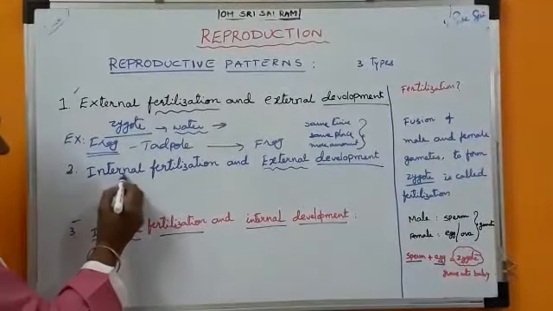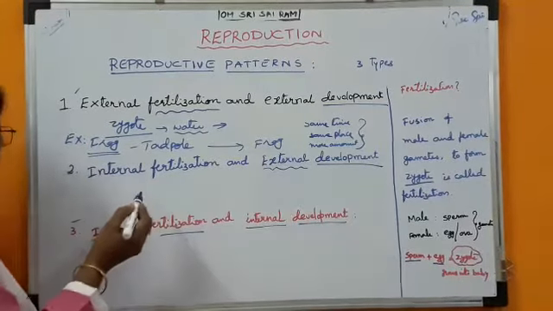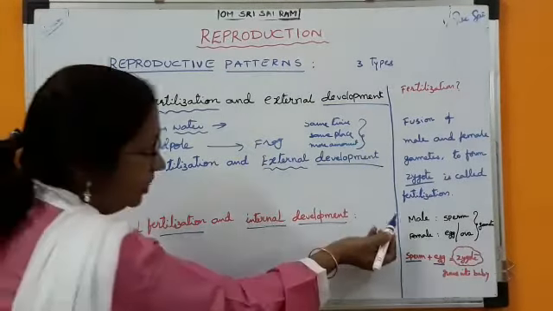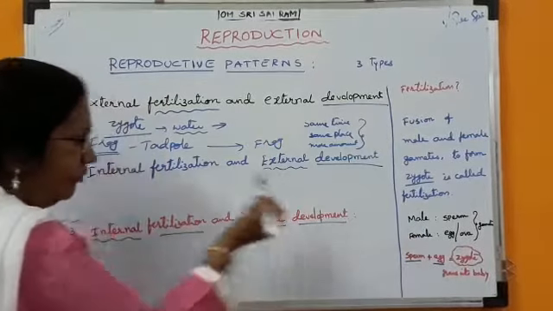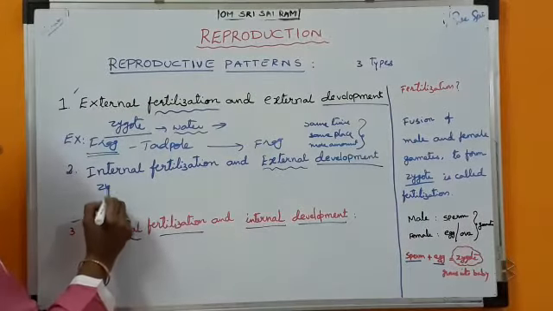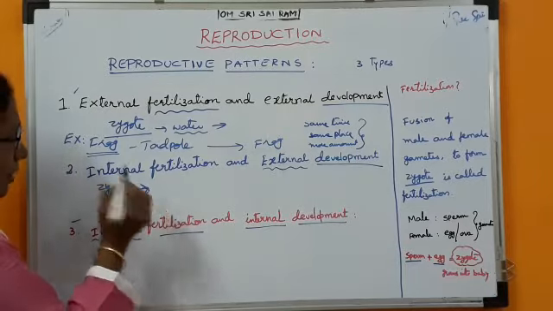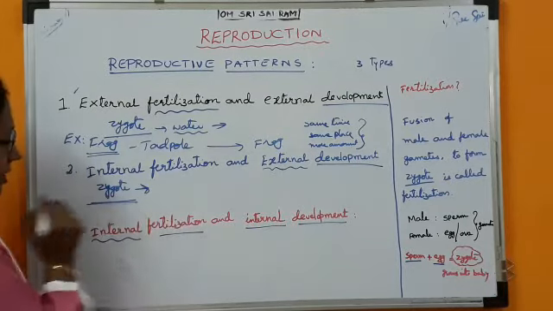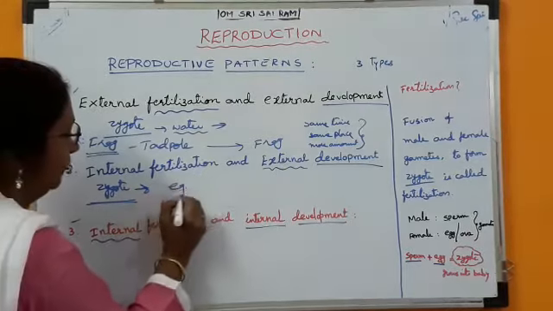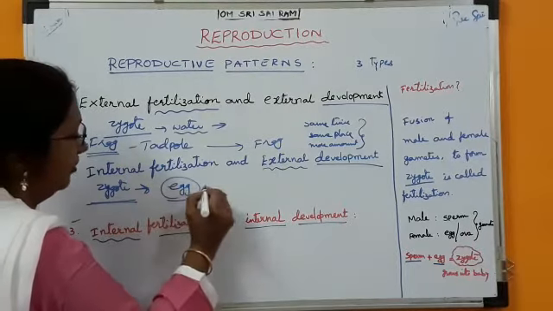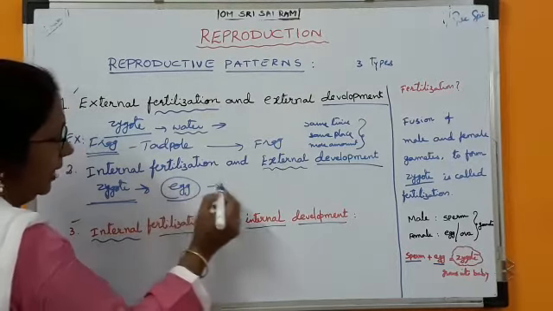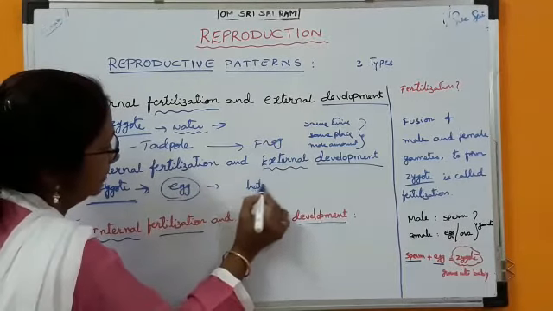Then we come to internal fertilization and external development. Here, fertilization takes place inside the body of the female. The sperm goes inside the female body, fuses and forms a zygote. The zygote grows into a baby actually, but at the zygote stage an egg will form. The egg will be laid by the animal and it will be hatched outside.